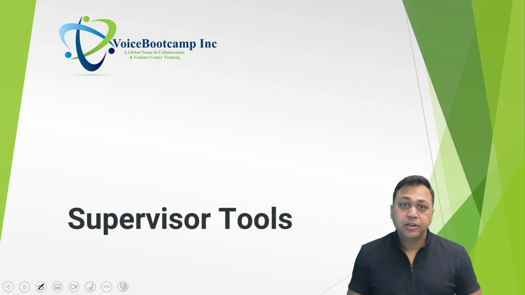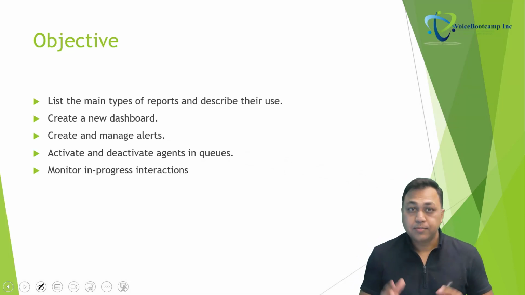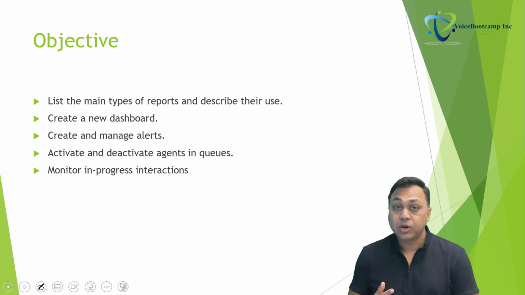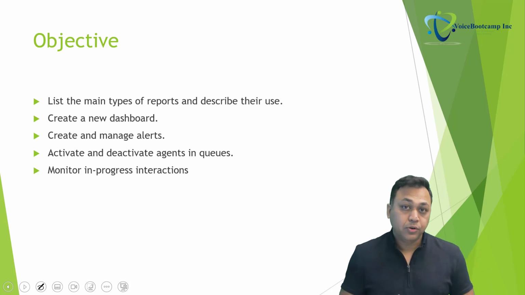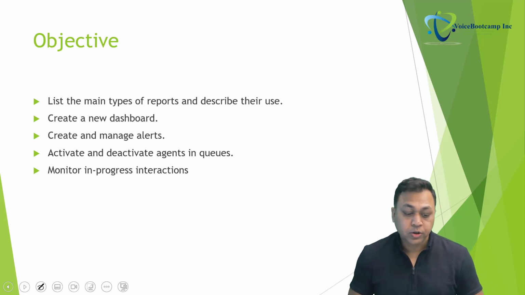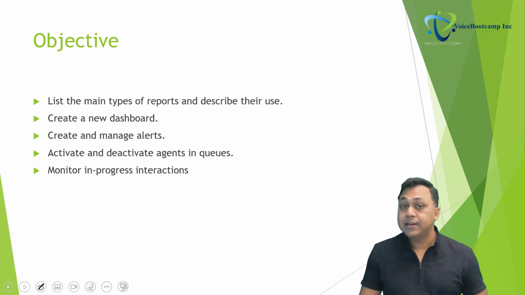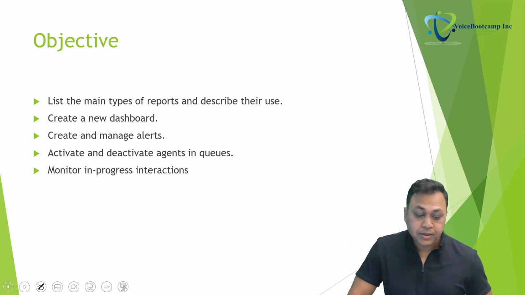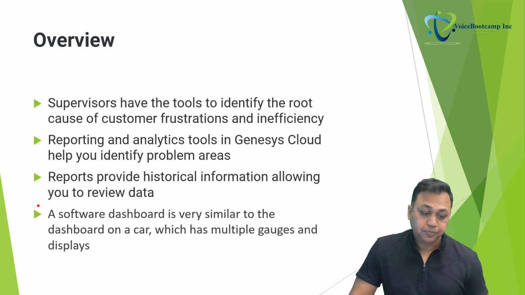Welcome back. In this chapter, we're going to focus on supervisor tools. Here, we're going to talk about some of the reports, describe the reporting dashboards that are available, and some of the default settings or pre-built templates that you can use for your reporting dashboard. We'll talk about how to create and manage alerts, as well as activate and deactivate your agents. We will also look at the calls that are in progress in your interactions.